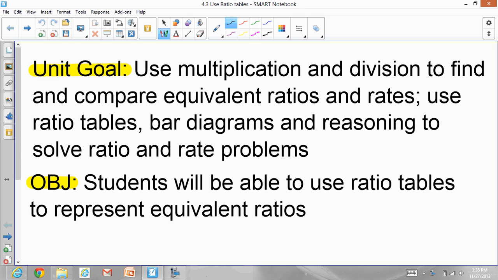Today you will learn how to use ratio tables to represent equivalent ratios. Equivalent means they are the same, they are equal. So you're using ratio tables, and this is 4.3, use ratio tables. Make sure that you're writing the date, 4.3, use ratio tables in your notebook.